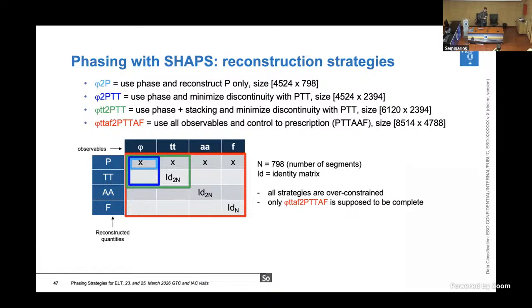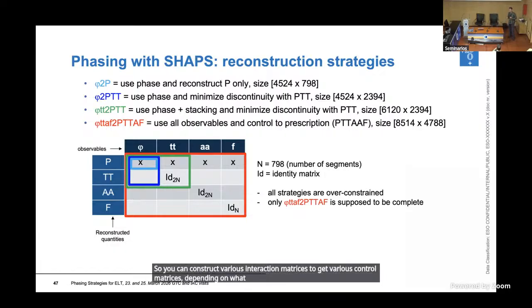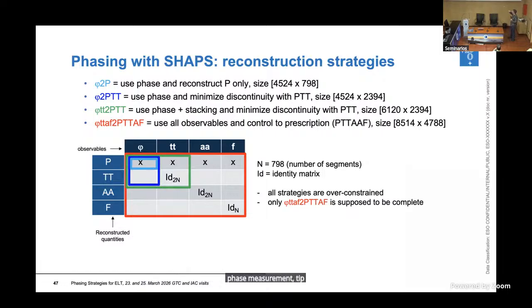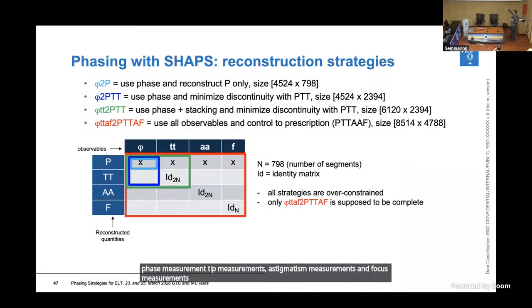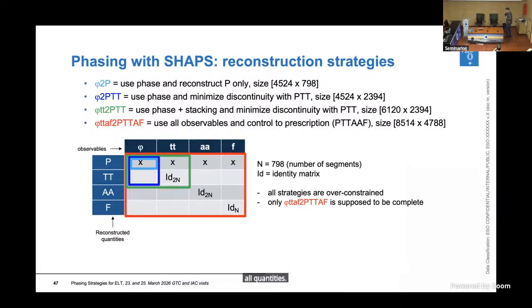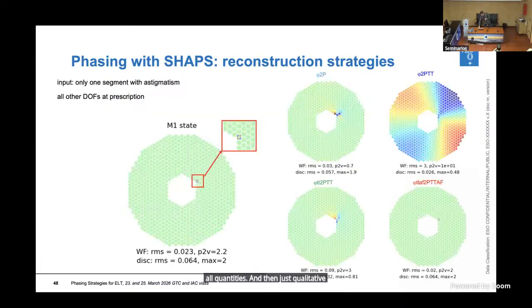So you can construct various interaction matrices to get various control matrices. Depending on what you include in your control system, you get a bigger or smaller matrix. On the x-axis are the observables: phase measurement, tip measurements, astigmatism measurements, and focus measurements. And on the y-axis are the reconstructed properties or quantities. Then I'll just qualitatively show what happens if you choose one strategy or the other.